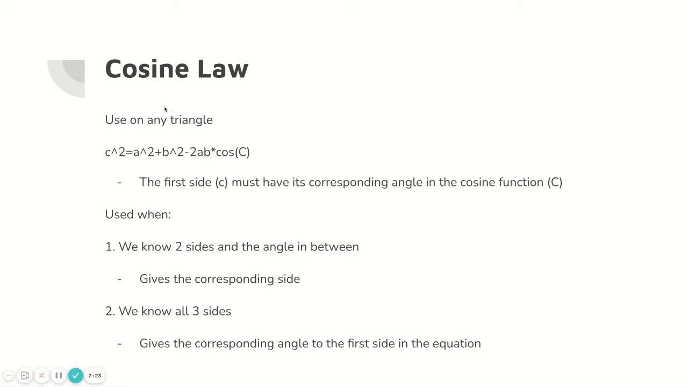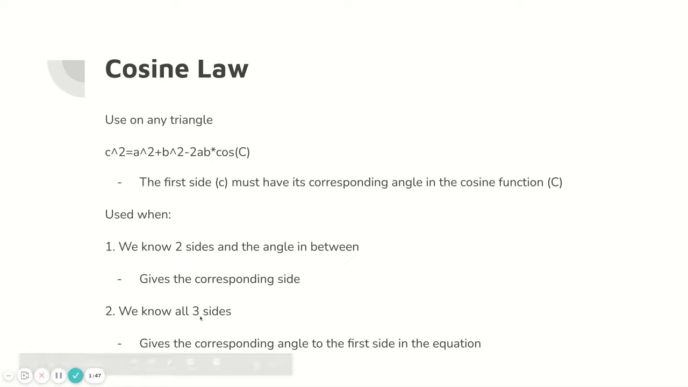So cosine law. This can be used on any triangle as well, but the equation is c squared equals a squared plus b squared minus 2ab times cos C. This equation can be changed by replacing c and then this uppercase C, but they must be the same. Let's say if I want to make this a, then this must be an uppercase A. So then we use this if we know two sides and then the angle in between them. It gives the corresponding side to the angle in between.